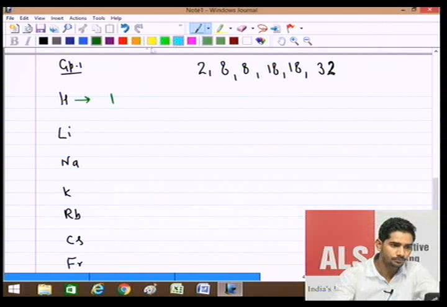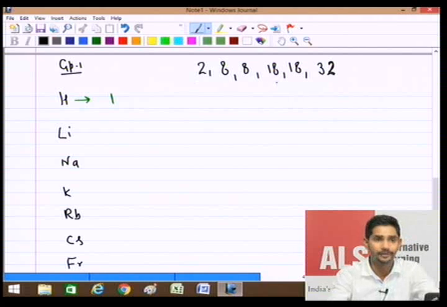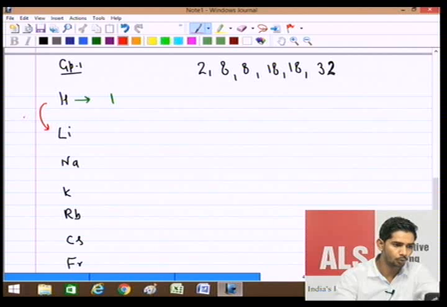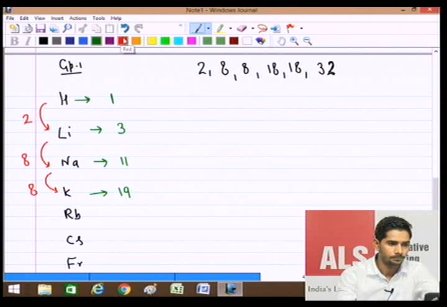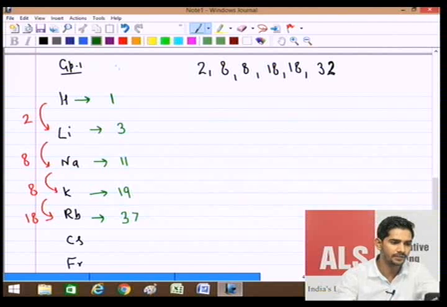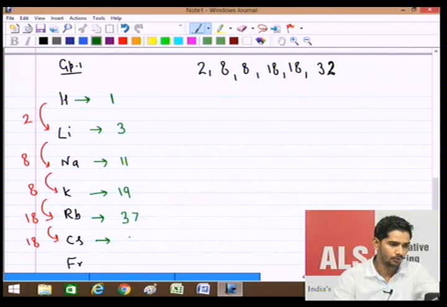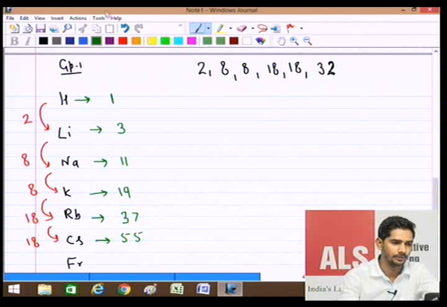And after that, what do you have to do? You have to use these numbers: 2, 8, 8, 18, 18. You have to add 2 to this. See? 1 plus 2 is what? 3. After that, add 8. On adding, you will get 11. Now, add 8 again. Okay? After adding, you will get 19. Then add 18 to this. After adding, you will get 37. Then add 18 again. On adding, you will get how much? 55. And then add 32 to this. On adding, you will get 87.